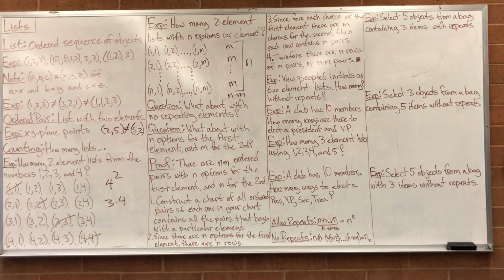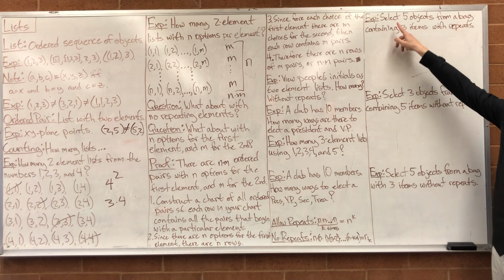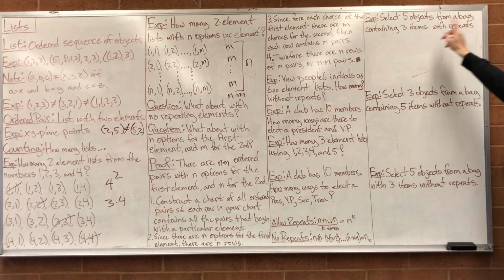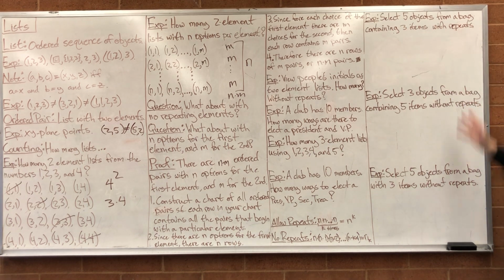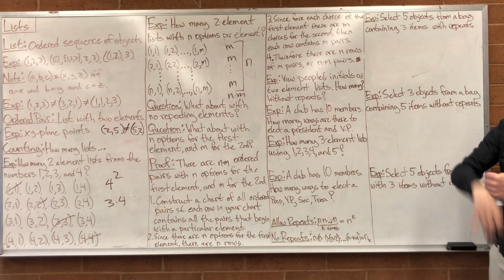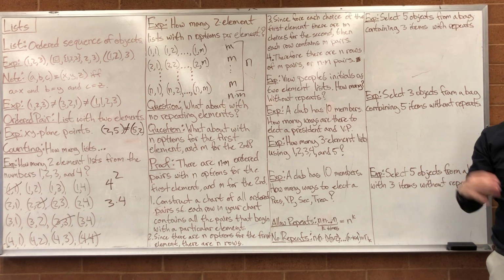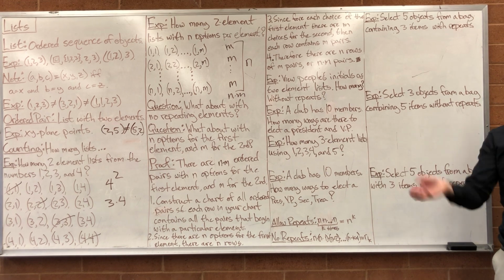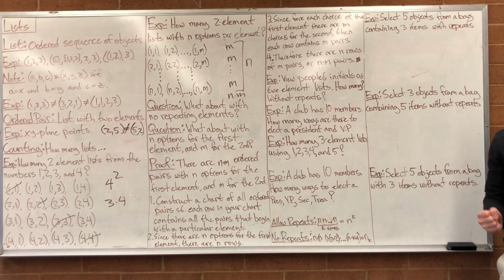All right. So a couple more examples and we're done. How many ways can we select 5 objects from a bag containing 3 items with repeats? So we got a bag. I select an item, then put it back, Phoenix selects an item, then puts it back, Debbie selects an item, then puts it back. How many possible selections could we have made?